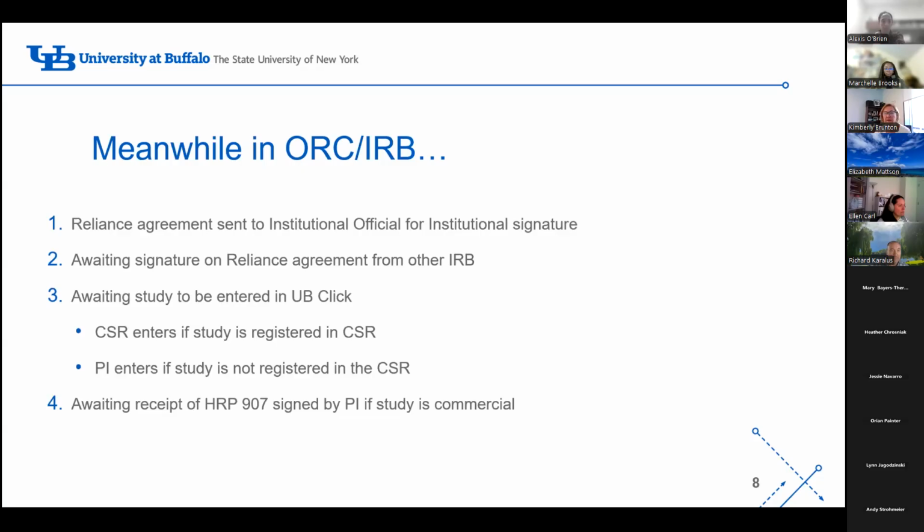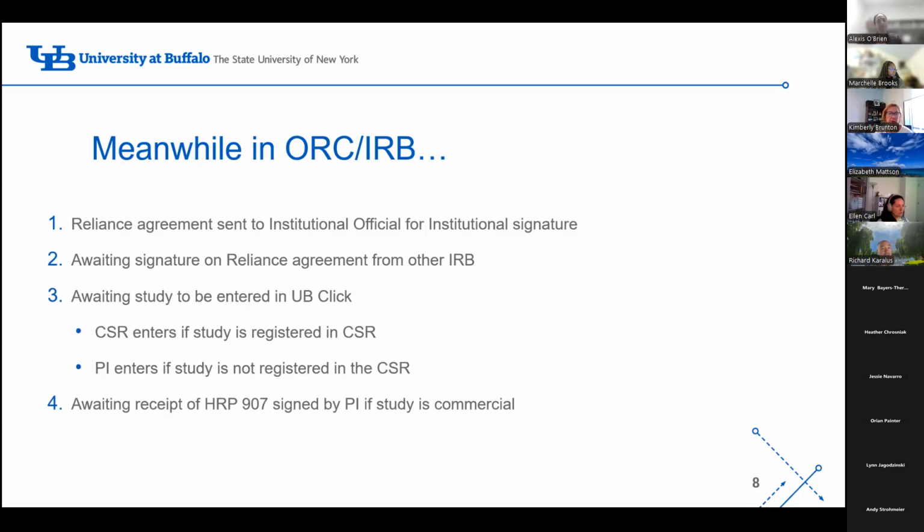So meanwhile, this is what Rich is doing. All right. So when I receive the reliance agreement, I just take a brief look at it, make sure all the information is filled out correctly, and then I'm going to send it off to our institutional official, who is Albert Titus, for his signature. And usually he gets those back to me either same day or next day. But sometimes it might take me a little bit longer. If you don't get it within a few days and you've already submitted your HRP 907, definitely ping me and I can make sure that we got it. But usually those are signed off within a day or two.